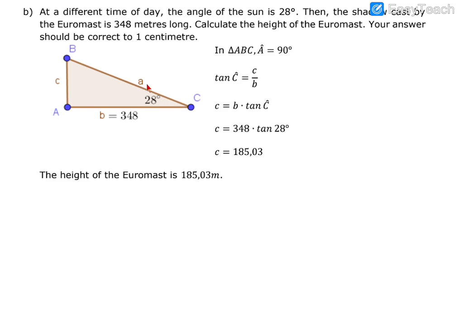Same thing here. We know the angle of the sun, which is the angle that the rays form with the ground. We know the length of the shadow, and we're looking for the original height. So, again, I'm going to use the tangent of C to calculate, and you get to 185 meters.